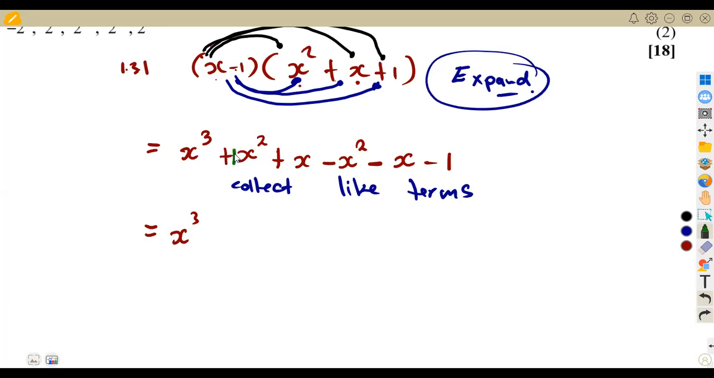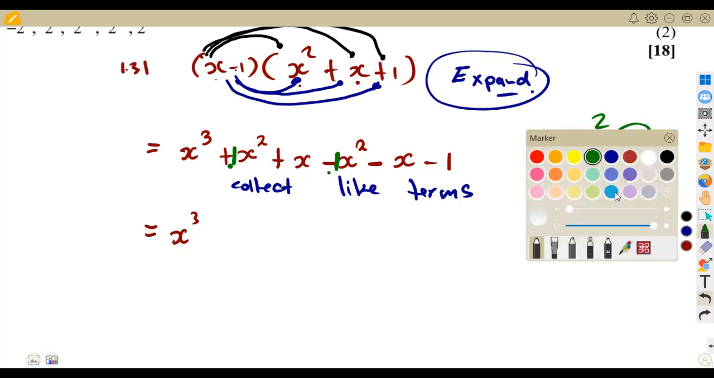How? This is plus 1. This is minus 1. So that's 1 minus 1, which gives us 0x squared. But 0x squared is the same as what? It is the same as 0, so there's nothing there. All right, we are done. We're going to get a 0, so there's nothing.